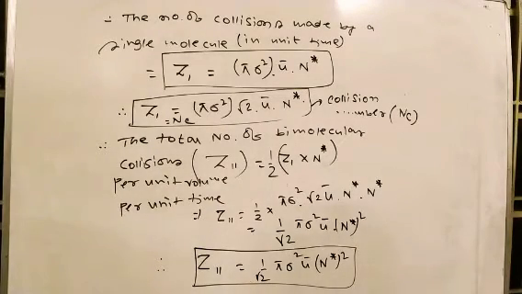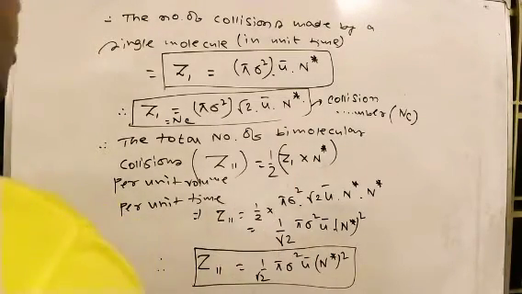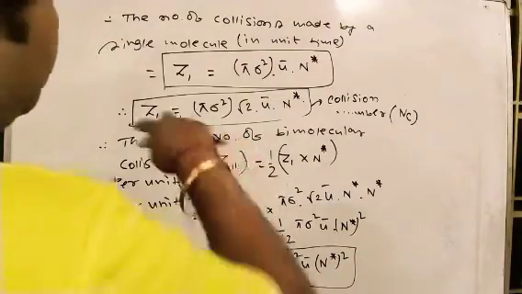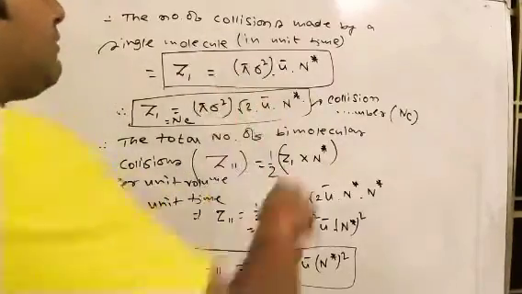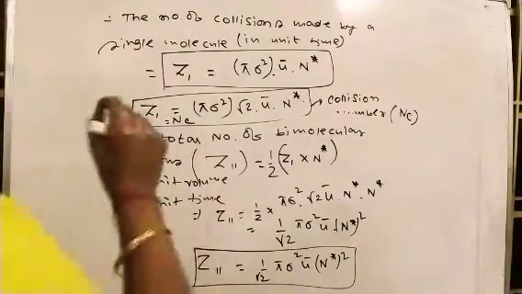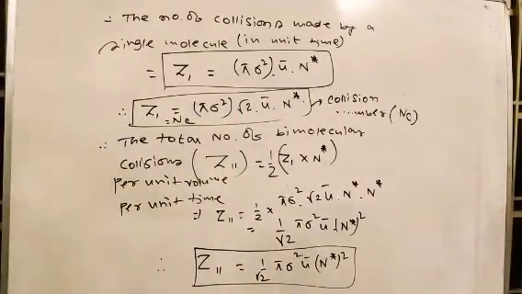Clear? I hope this part is clear to all of you. Those who haven't understood this, if you have any problem, please see the video again and again, and please tell me in the comment box where you have a doubt. So guys, that is the collision frequency, that is equal to Z11.